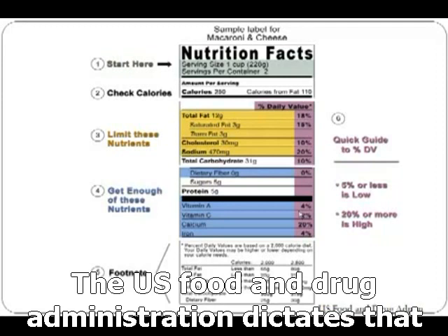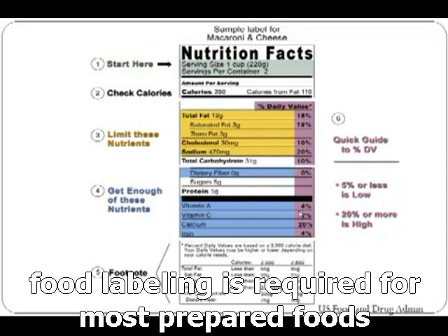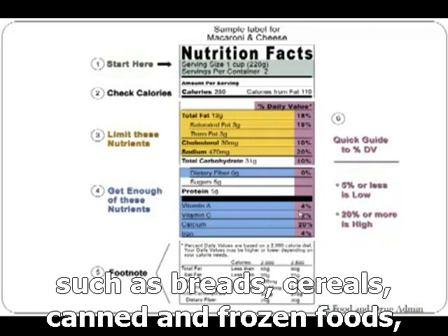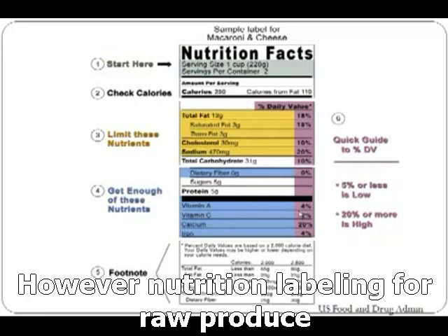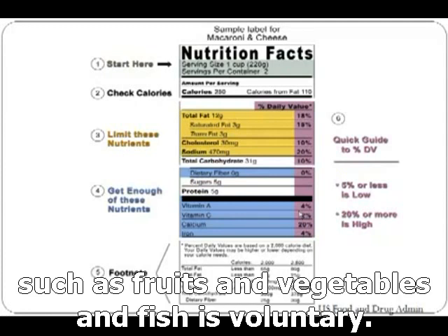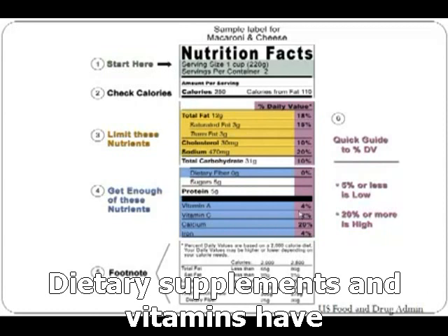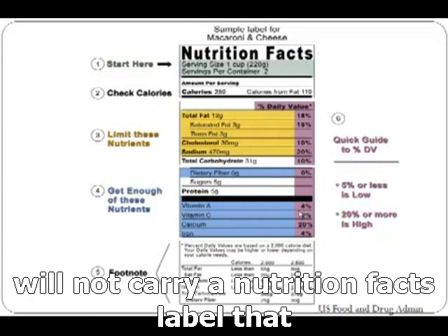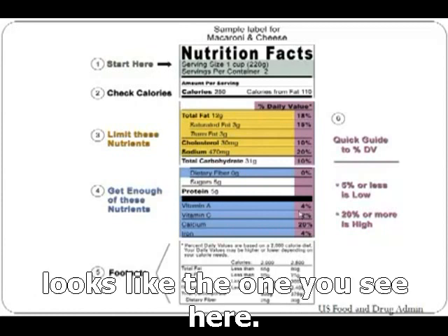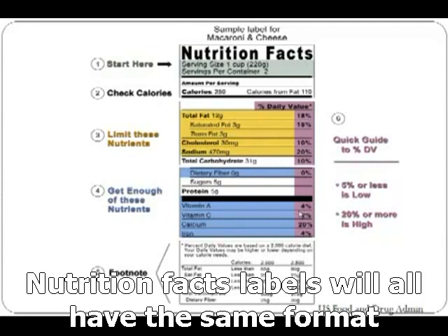The U.S. Food and Drug Administration dictates that food labeling is required for most prepared foods, such as breads, cereals, canned and frozen foods, snacks, desserts, drinks, and many more. However, nutrition labeling for raw produce, such as fruits and vegetables and fish, is voluntary. Dietary supplements and vitamins have separate labeling requirements and will not carry a nutrition facts label that looks like the one you see here.